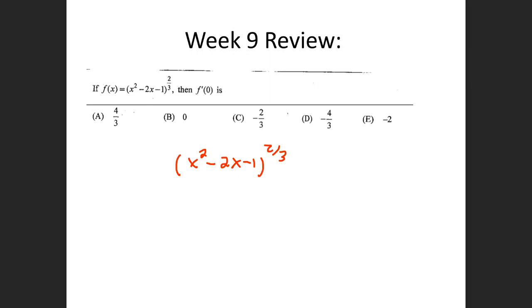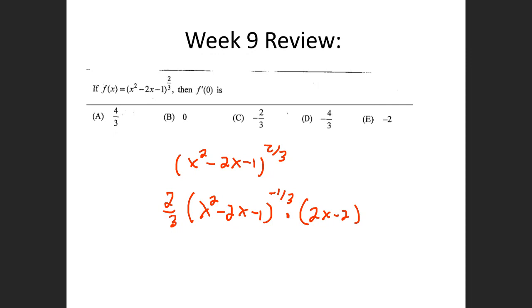It is off indeed. Sorry about that. So I just rewrote the problem. I'm going to bring the 2/3 down, leave the middle alone. That would be raised to the negative 1/3 power times the derivative of the middle. Well, the derivative of this is going to be 2x minus 2. And that parenthesis is really important here.